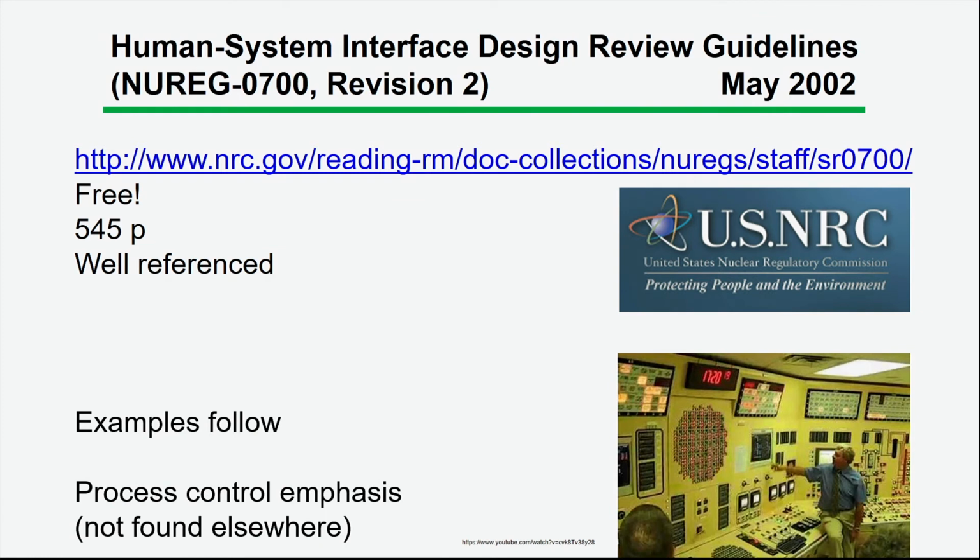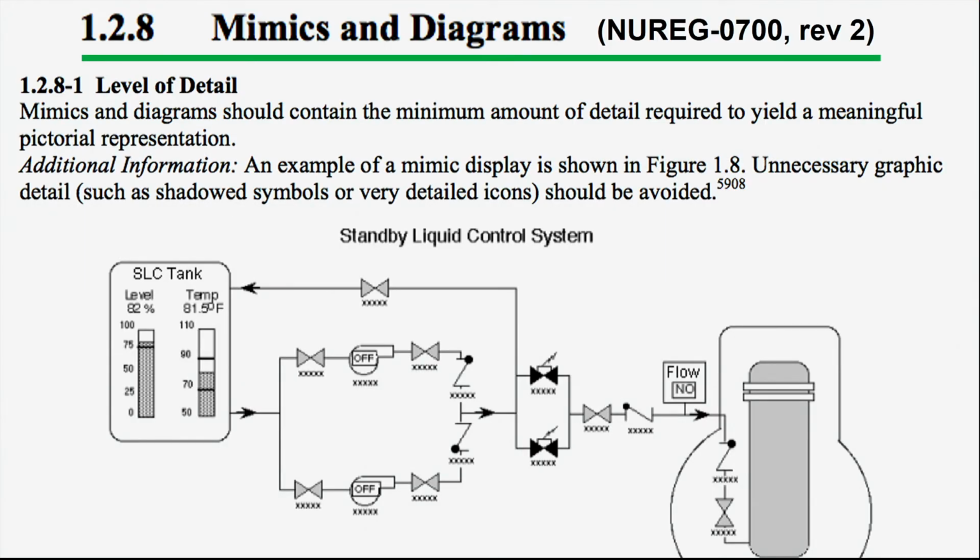What I'd like to do is to provide a few examples from NUREG 0700 to give you a sense of what's in it. Again, I can't cover 545 pages effectively in a few slides, but at least I can give you a sense of its content. All right. So obviously in process control, the question is, how do you show what the process is? So there's a section 1.2.8 that talks about mimics and diagrams. And so here's an example of a diagram. And this gives you just a quick idea of just one or two points that are shown in here to give you a sense of it.